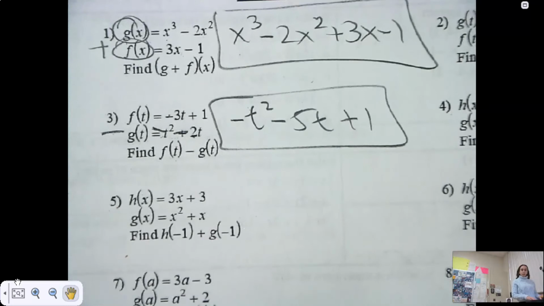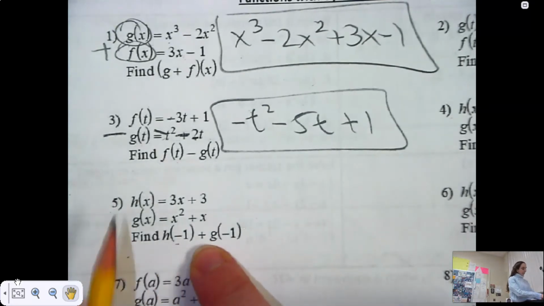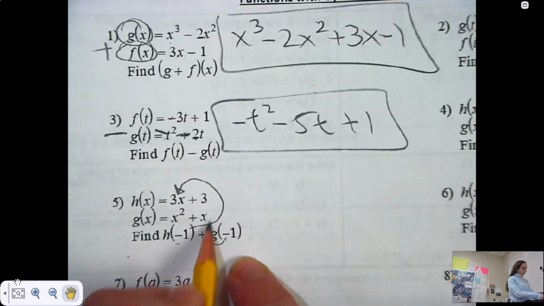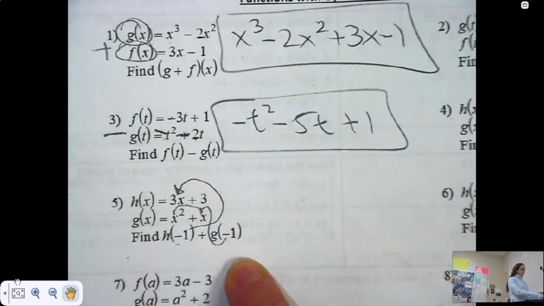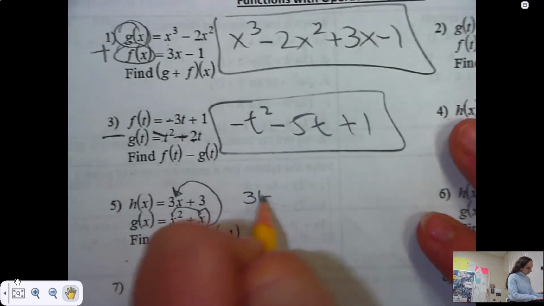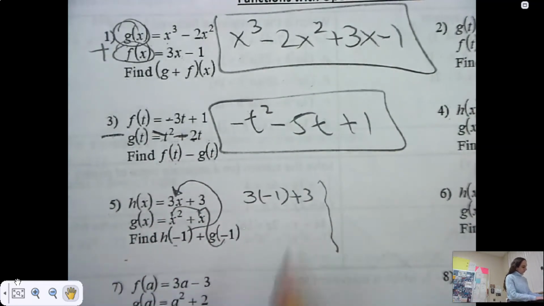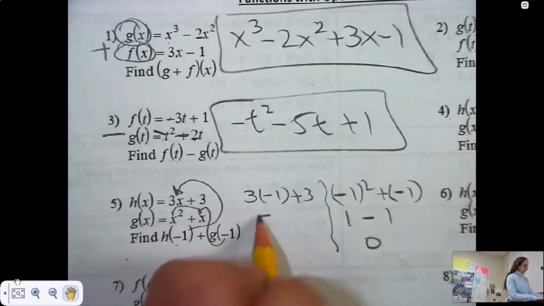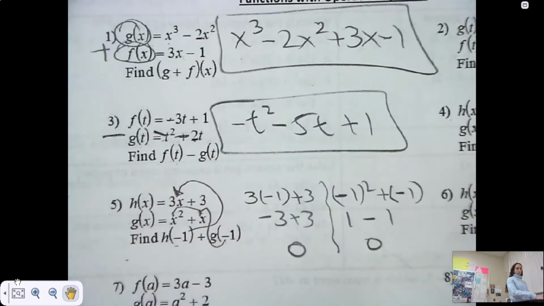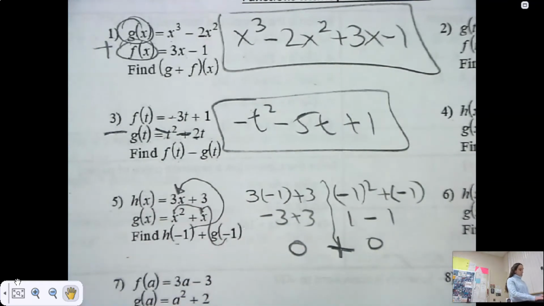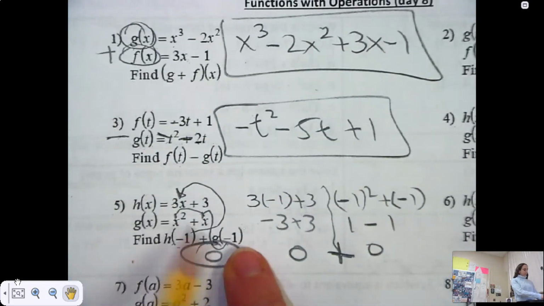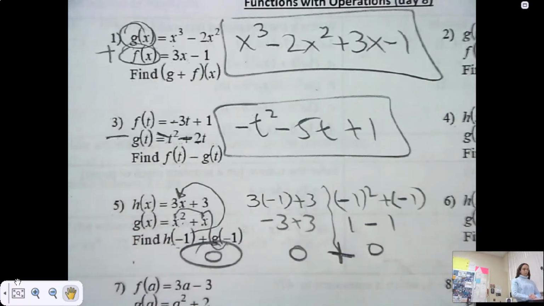Now I'm going to do it a little bit differently. What I'm going to do is say, okay, take negative 1, plug it in for h, and then take g and plug that in for x, and then from there add those two answers together. So I'm going to go 3 times negative 1 plus 3, negative 1 squared plus negative 1. 1 minus 1 is 0, negative 3 plus 3 is 0. And I just want you to add those two together. So what's 0 plus 0? 0. So let me repeat. Take negative 1, plug it in, take negative 1, plug it in, and then add those two.